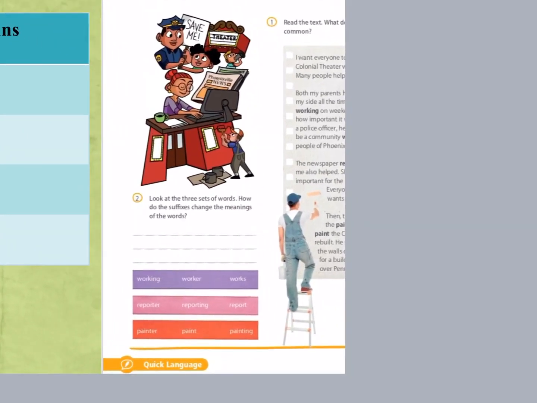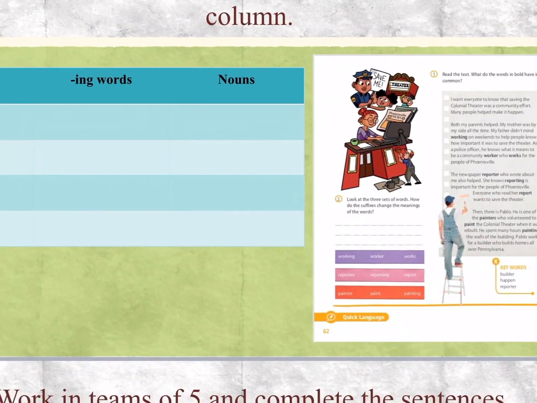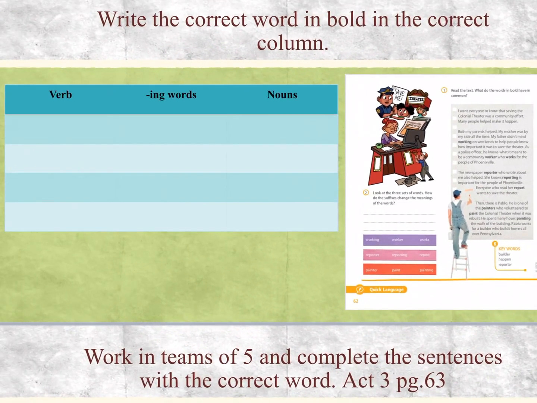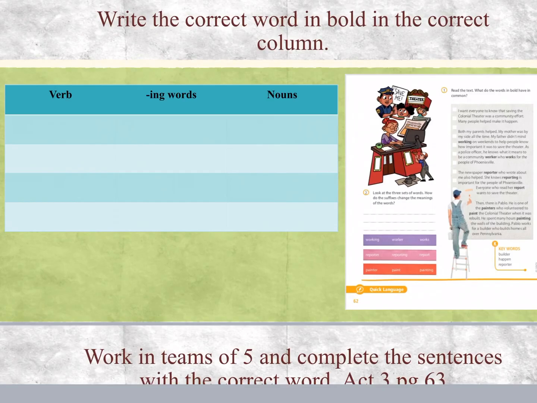Okay, so let's see. We have verbs, we have words that end with ing, and we have nouns. Remember, a verb is an action. An ing word is an action or a verb that you're doing right now, at this precise moment. And then the noun is the person who's doing that job.